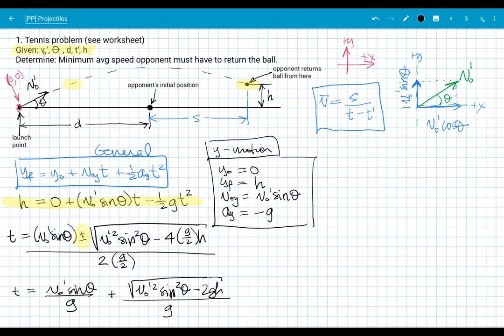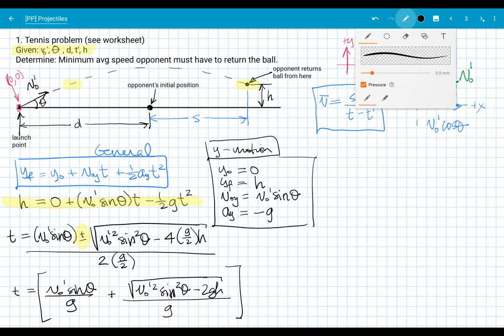Okay, so you can make that a little cuter as far as simplifying that, but that's not our focus here. So during that time, we now have the time of flight, so good for us. And now we need to find how far the ball traveled in that time so that we can figure out what s is.